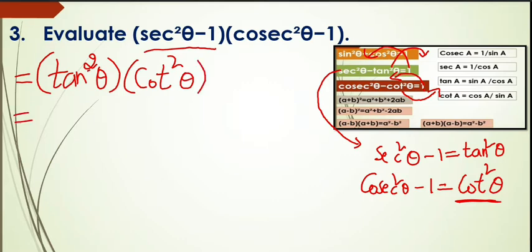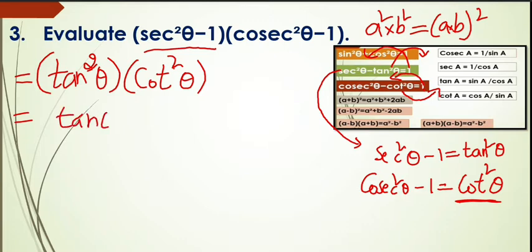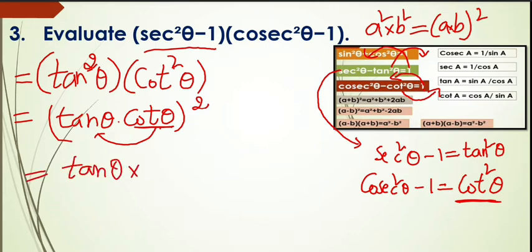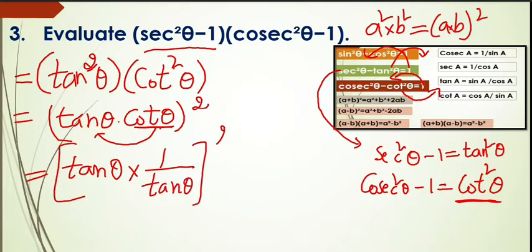And observe that a square is here and here. If there is a square into b square, this can be written as ab whole square. So when multiplication is there, we can combine the square. So here also we can combine the square, that is (tan theta into cot theta) whole square. We know that cot theta is the multiplicative inverse of tan theta. So we can write cot theta as 1 by tan theta, whole square, and this tan theta will get cancelled. We get 1 square. 1 square is nothing but 1, so the value is 1 here.